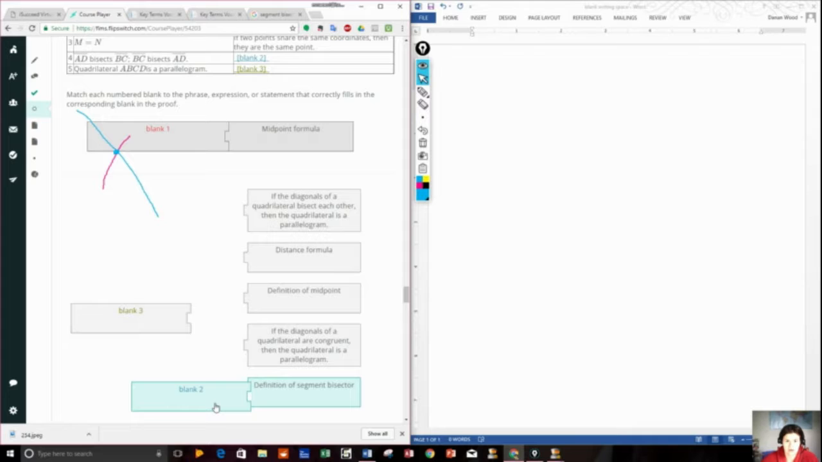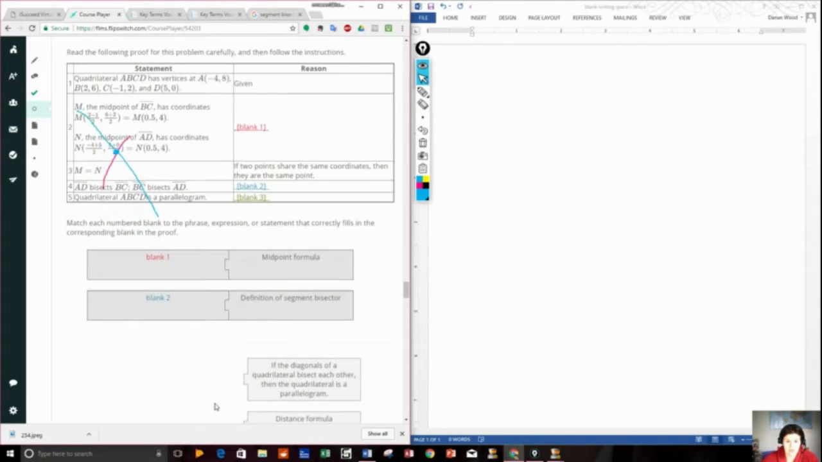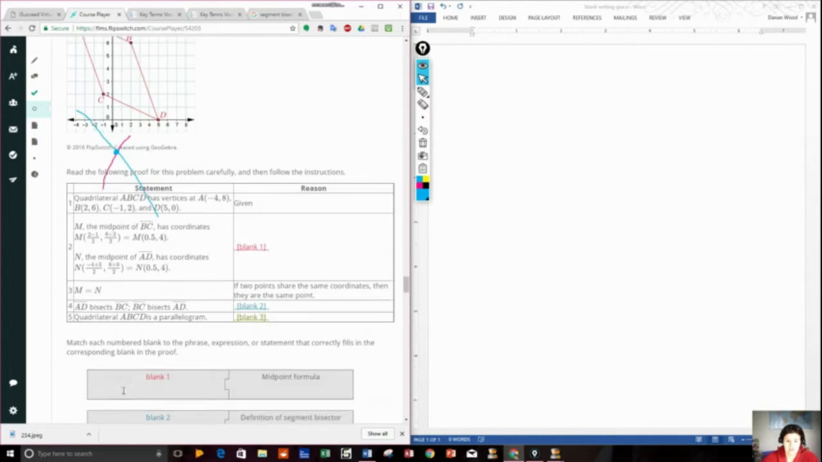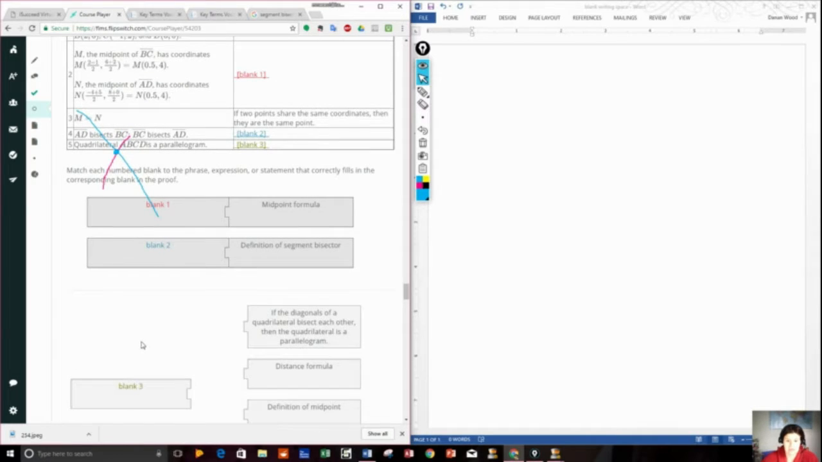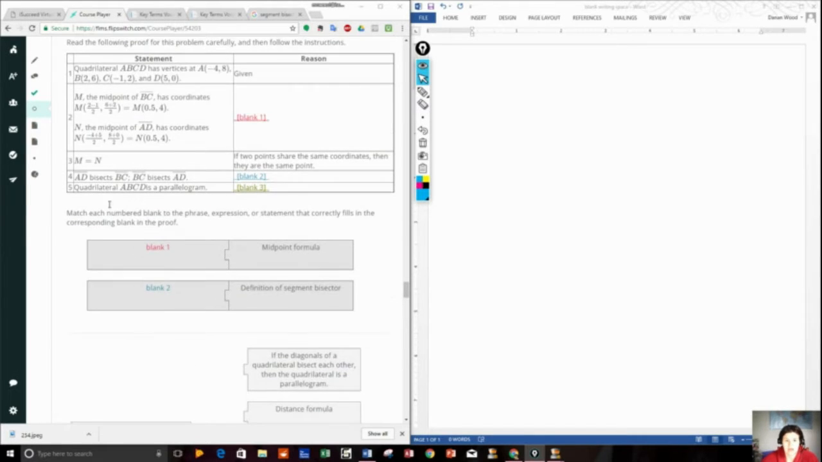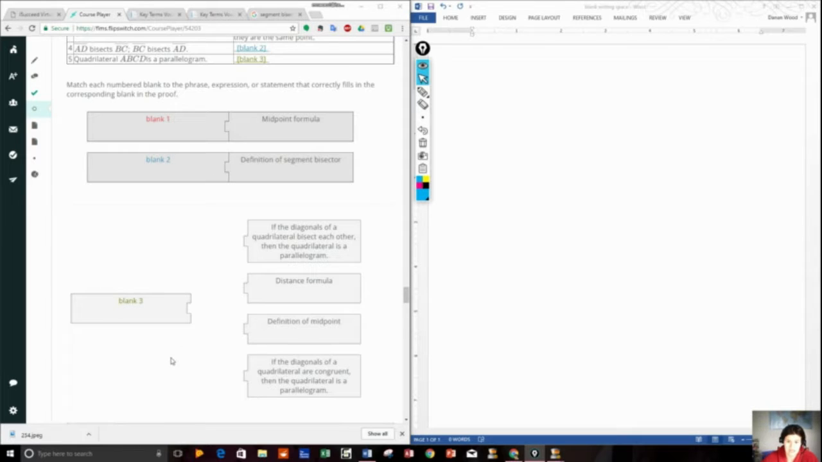So I would go back to your keywords or go back through the concepts and look for the definition of the segment bisector or Google it. That is another option to look up. And so then quadrilateral ABCD is a parallelogram, blank 3. Alright, so what's the reason that we can say that they're a parallelogram?